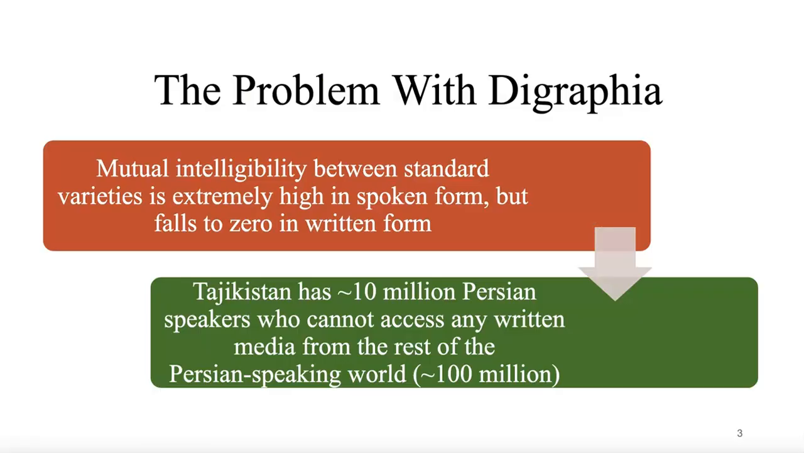And the result of this is that mutual intelligibility falls to zero in written form, which in turn means that Tajikistan has about 10 million Persian speakers who cannot access the internet or any other type of written media from the rest of the Persian-speaking world, which is about 10 times larger.